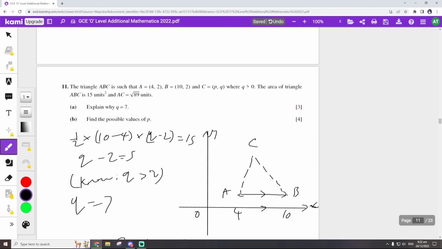So I feel like some of the standard questions, they are very, very generous, whereas they also ask a lot of unconventional questions.